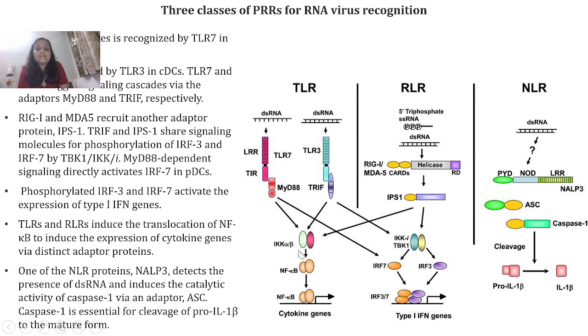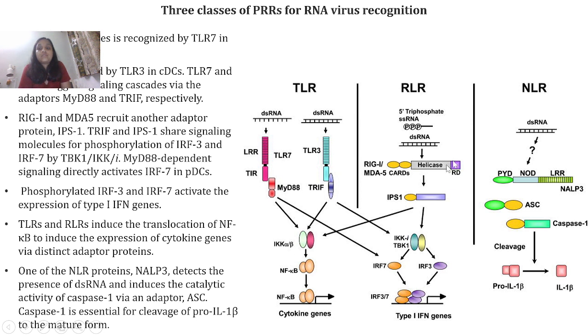So all these signalings are interrelated. IPS1 can activate this pathway, TRIP can activate this pathway, mediated also can activate this pathway. So phosphorylated IRF3 and 7 can activate the expression of type 1 interferon genes. TLR and RLR induce the translocation of NF-kappa B to induce expression of cytokine genes via distinct adapter proteins.